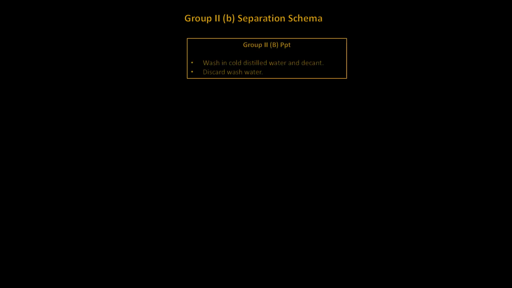To separate and confirm the presence of the group 2B elements of antimony, tin, and arsenic, wash the group 2 precipitate with cold distilled water to remove soluble contaminants, if any. Decant and discard the wash water. Add 5 drops of hydrochloric acid to the residue and decant that into a clean test tube. Set the liquid portion aside and do not discard.